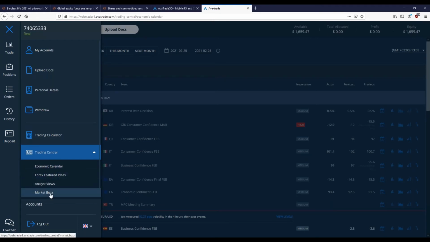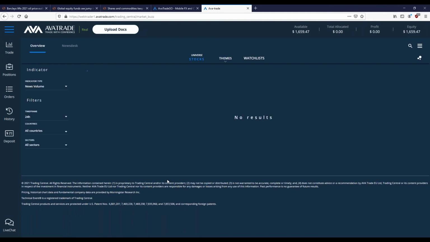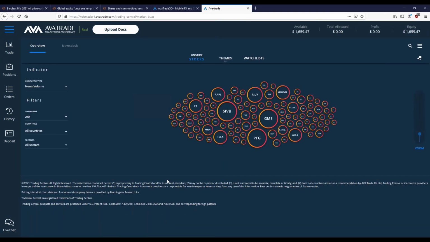Now, we have some other things here as well. Like if we go to Market Buzz, this is a great place for fundamental analysis. The bubbles that you see here in this pictogram, the larger the bubble, the more trending stories and trade activity is happening on those instruments. So we see GM, okay?